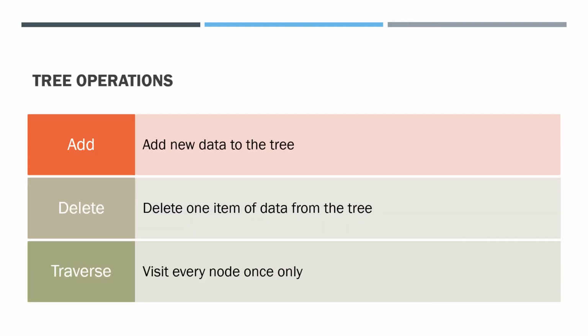There are various things we can do with trees, and the three most basic are to add new data to the tree, so make the tree bigger by adding an extra node, deleting a single node from the tree, or traversing the tree. And remember that when we traverse a data structure, we visit every node in the data structure. And what we do then, that can vary. But for now, we'll just make sure that we visit each one.